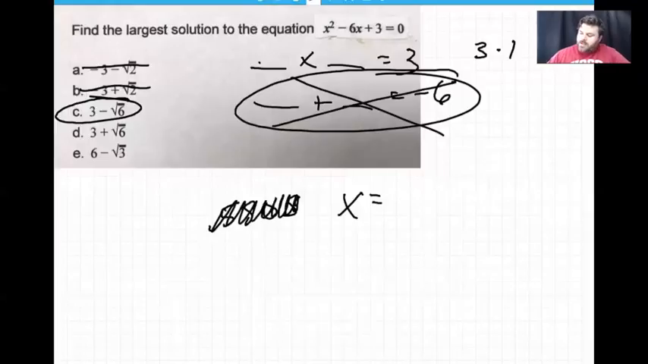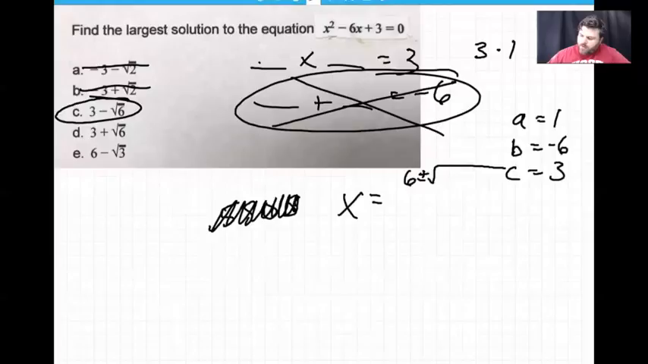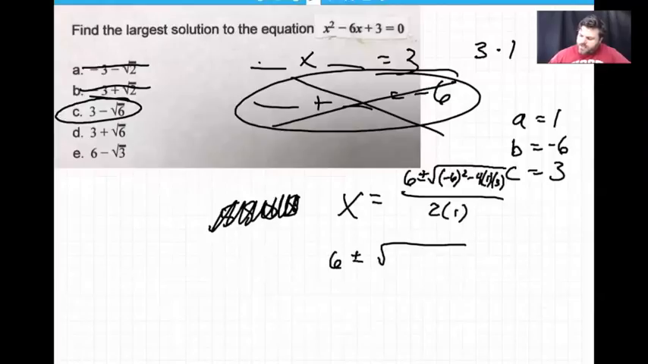So x is equal to negative b. Well, b is negative 6. I'm going to write these out. A is 1, b is negative 6, and c is positive 3. So negative b is going to be 6, plus or minus the square root of b squared, so negative 6 squared, minus 4 times a times c, all over 2a. Okay, so 6 plus or minus the square root, negative 6 times negative 6 is 36.